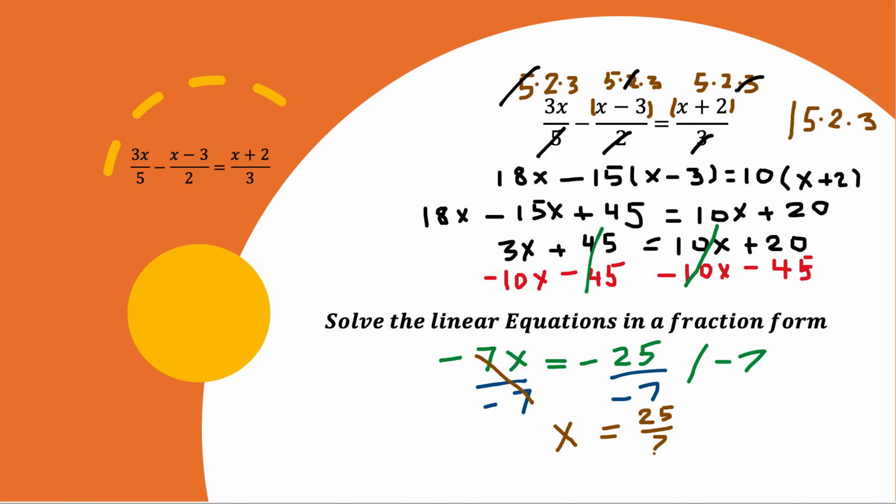Or if you want to simplify a little more, to write it as a mixed number, we can simplify more. 25 divided by 7 is 3, and 3 times 7 is 21, and the remainder is 4. So this is the last answer.